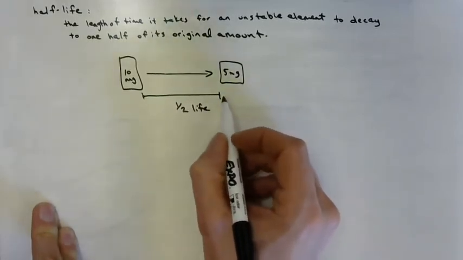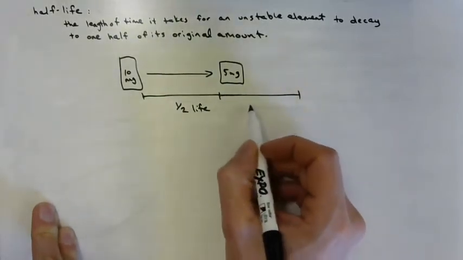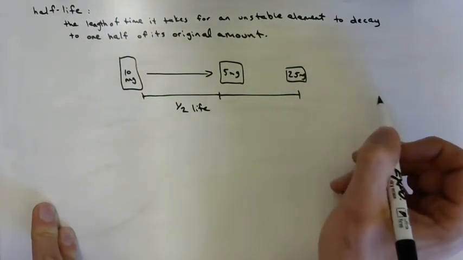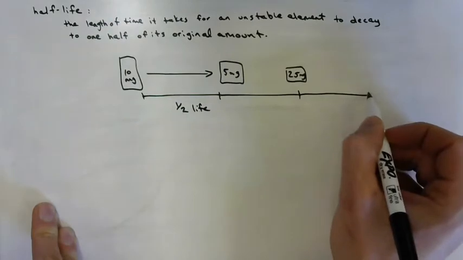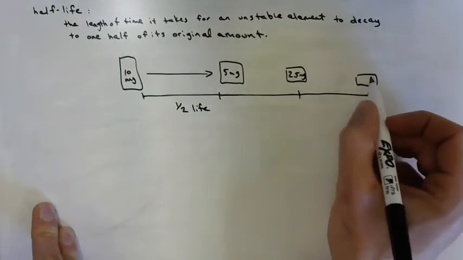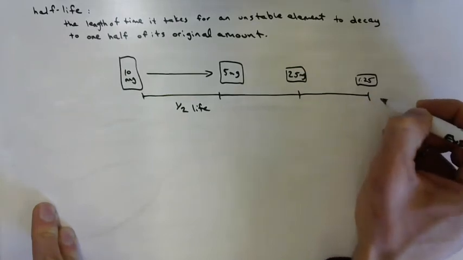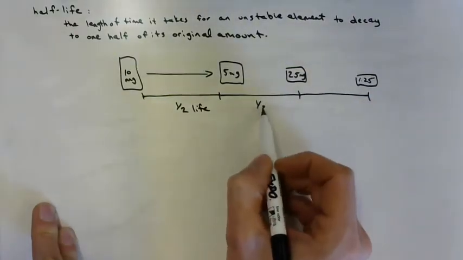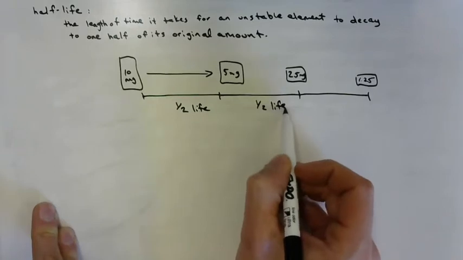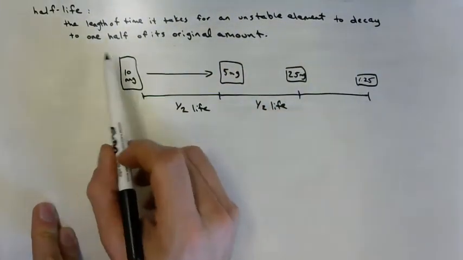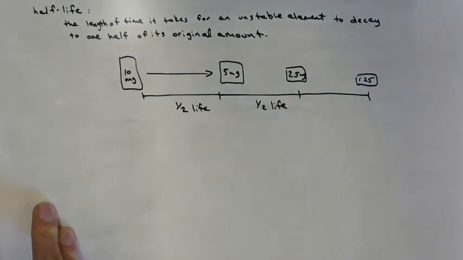And then what's interesting is that the exact same amount of time will pass for it to decay to 2.5 milligrams. And then the exact same time will pass in order for it to decay to 1.25 milligrams. So half-life is the time it takes for an unstable element to decay to 1/2 of its original amount.